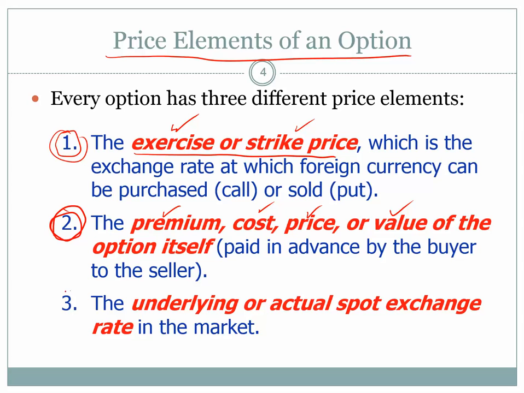Now you also have the underlying spot price of the underlying asset. So if, for example, I have the call option to buy euros at $1.25, that $1.25 is the exercise or strike price. Now that is not necessarily the current spot price of the euro. We'd call that the underlying spot price.